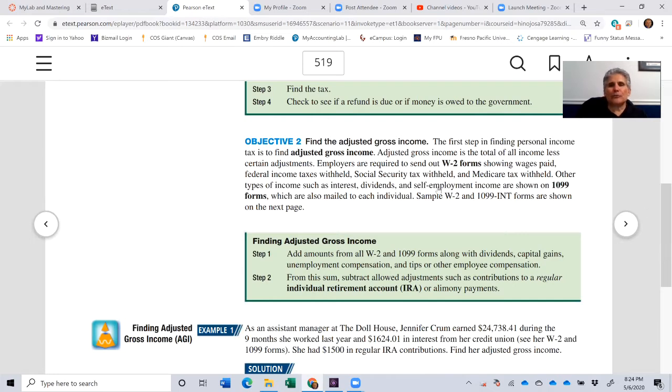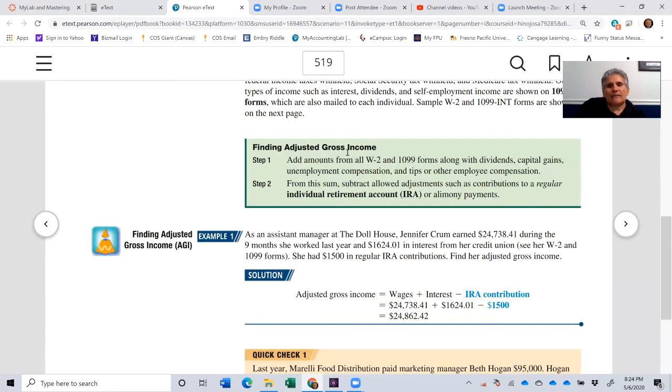At the end of the year, employers send out W-2 forms, so you as an individual will receive a W-2 form if you're working for someone. The W-2 form will show what was paid, the federal income tax withheld, Social Security tax withheld, and Medicare tax withheld, and other types of income such as interest, dividend, and self-employment income are shown on 1099 forms. To find your adjusted gross income, what you need to do is add the amounts on all W-2s and 1099 forms along with dividends, capital gains, unemployment compensation, and tips.